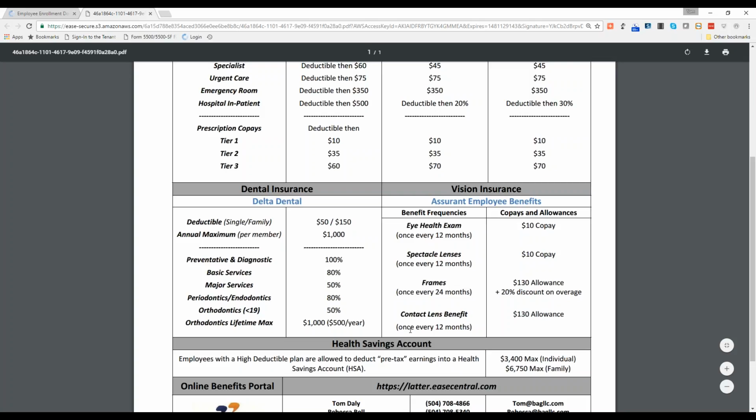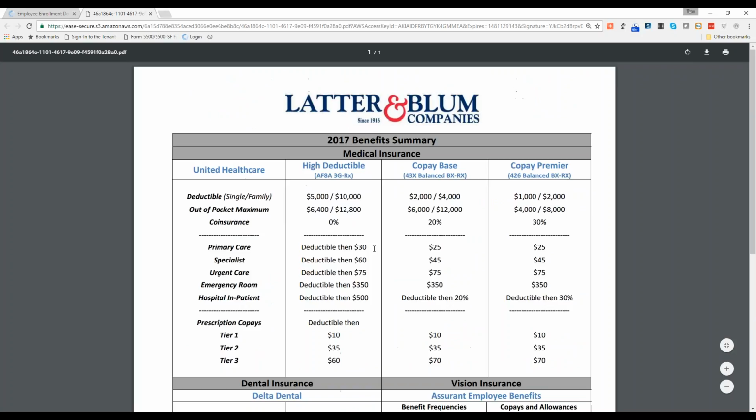You cannot do lenses and frames and contact lenses. It's either or in the same calendar year, but it's a $10 copay for that amount. So that's a summary of the benefits that you need to choose from here.